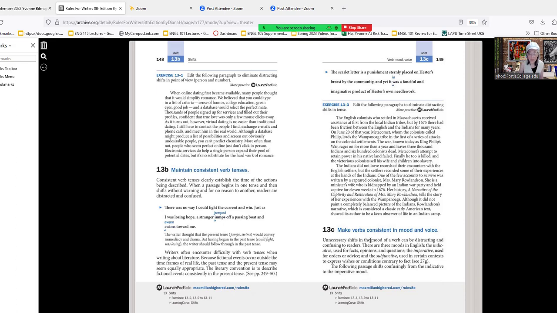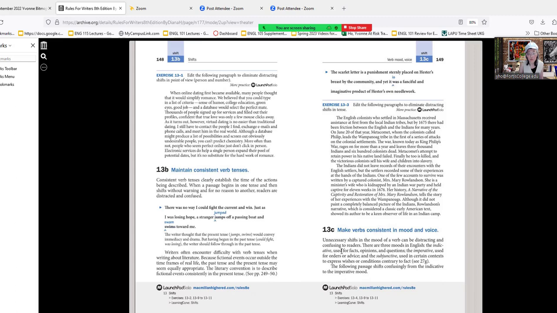Make verbs consistent in mood and voice. Unnecessary shifts in the mood of a verb can be distracting and confusing to readers. There are 3 moods in English: the indicative mood, used for facts, opinions, and questions; the imperative mood, used for orders or advice; and the subjunctive mood, used in certain contexts to express wishes, conditions, contrary to fact.